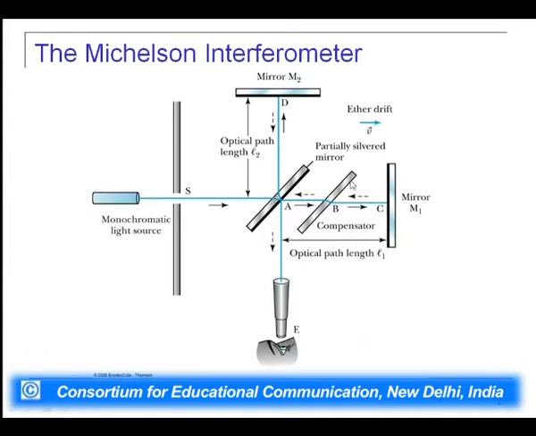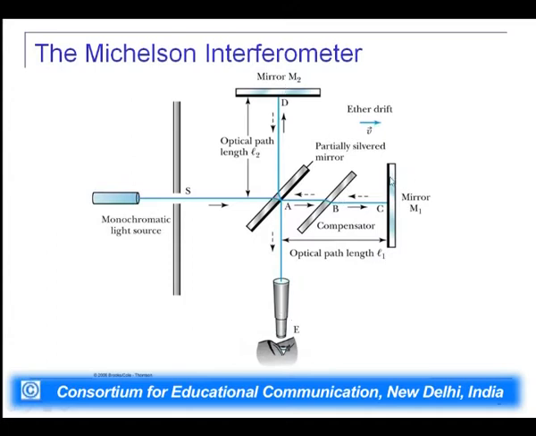So this compensating plate is introduced in the path of the refracted ray. This is mirror 1, this is mirror 2, and this is the optical path: this length is L2 and the optical path length is L1. This is the eyepiece where the interference pattern will be observed. Light coming from the source passes through the slit, then reflection and refraction take place at this partially silvered mirror, and through mirrors M1 and M2 we get the interference pattern.